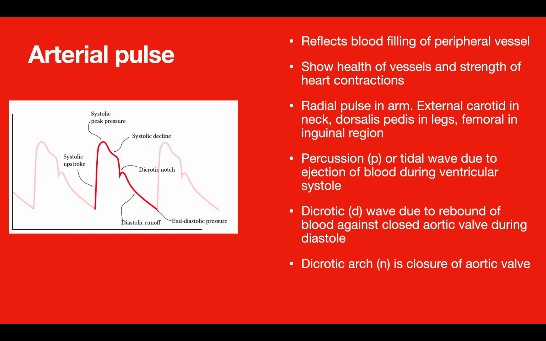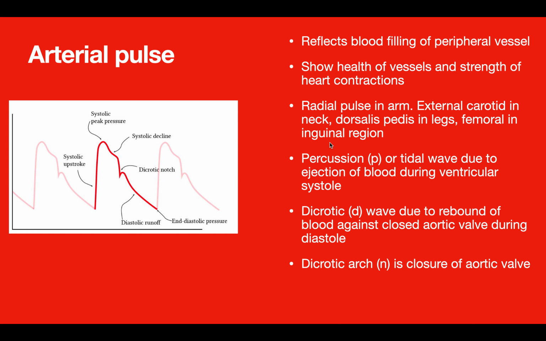So the arterial pulse is going to be the blood filling of the peripheral vessels, and it's important to know because it shows the health of the vessel and the strength of the heart contraction. Alrighty, so we look at the radial pulse in the arm, the external carotid in the neck, the dorsalis pedis in the legs, and the femoral in the inguinal, or the groin region.